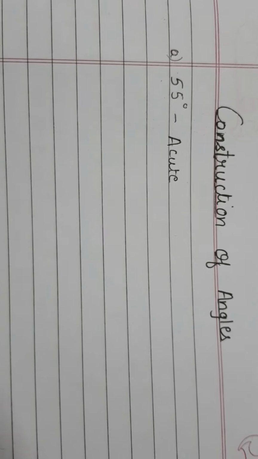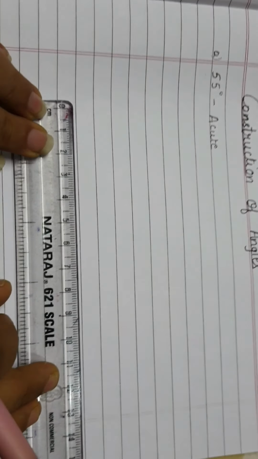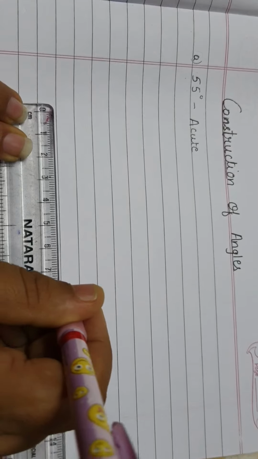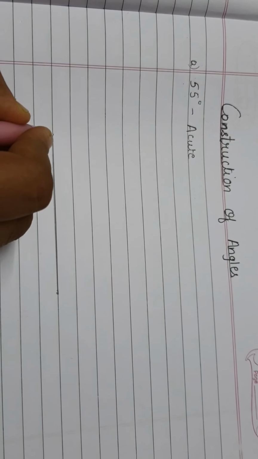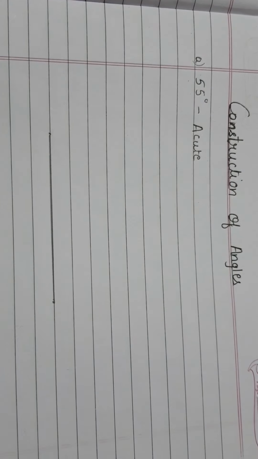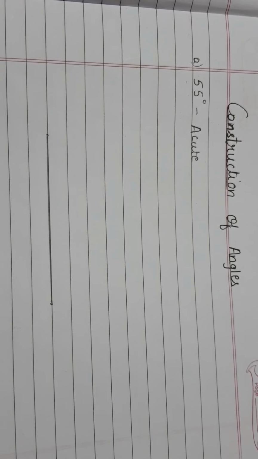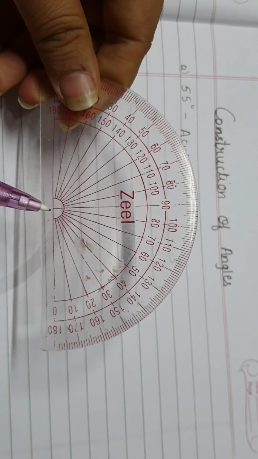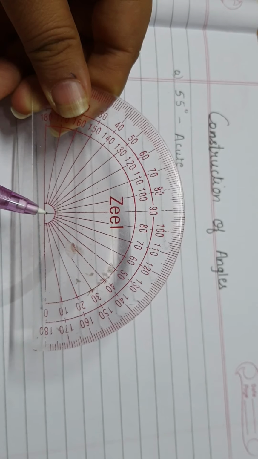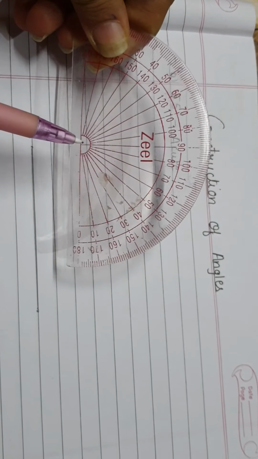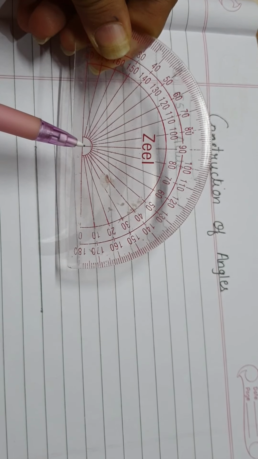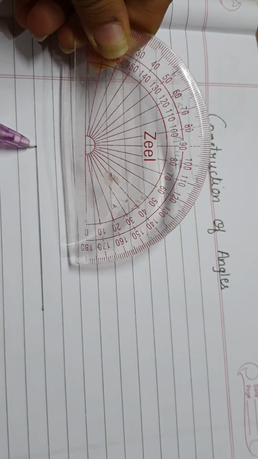First you have to draw a line segment of any measurement. You can take any measurement of your choice and draw a line segment. Line segment means it has a starting point and end point. So draw a line segment. Then the middle point of your protractor, this center point, should coincide with the end point of your line segment. This center point or the midpoint of the protractor should lie exactly on the end point.